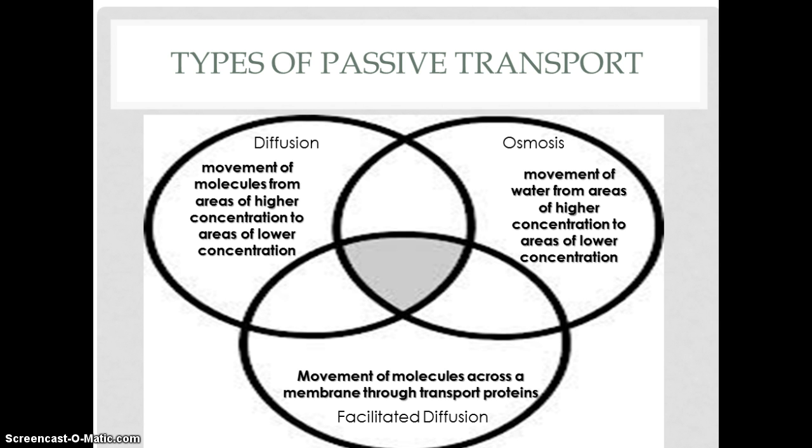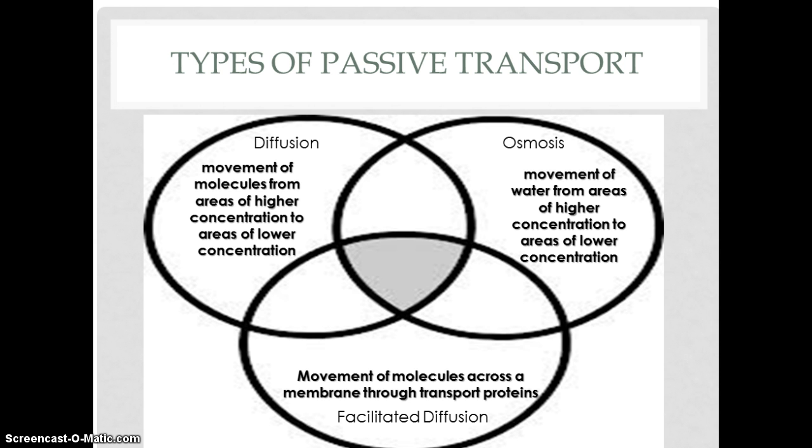Facilitated diffusion is the movement of molecules across the membrane through the use of transport proteins. The molecule is transported with the assistance of a transport protein. Refer back to when we talked about protein channels when we were discussing the makeup of the cell membrane.